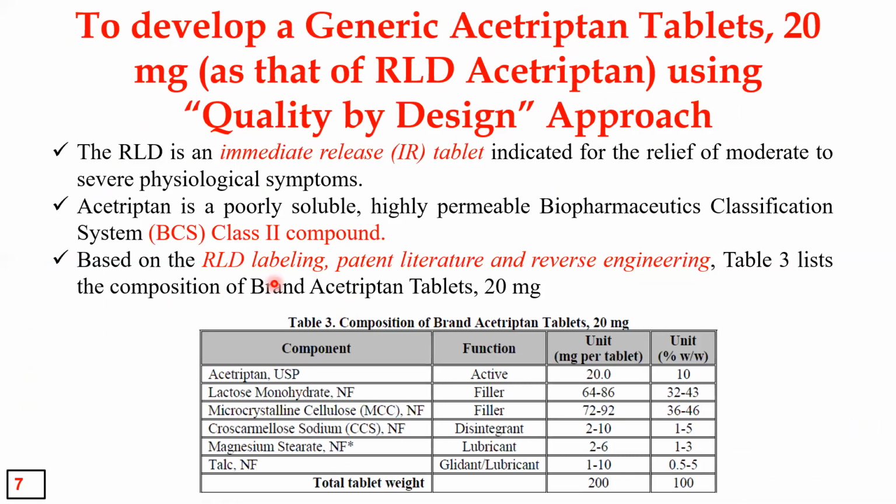Based upon the patent literature and reverse engineering, they have made a tentative formula with the drug and excipients: Acitretin, lactose monohydrate, and microcrystalline cellulose, which are both basically fillers because it's a small dose tablet. Croscarmellose sodium is a disintegrant, magnesium stearate is a lubricant, and talc or colloidal silicon dioxide is a glidant or lubricant.